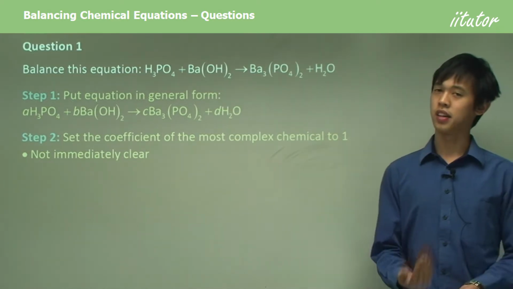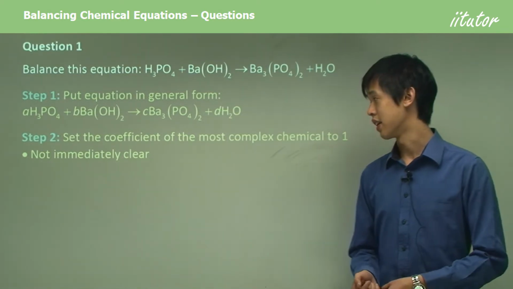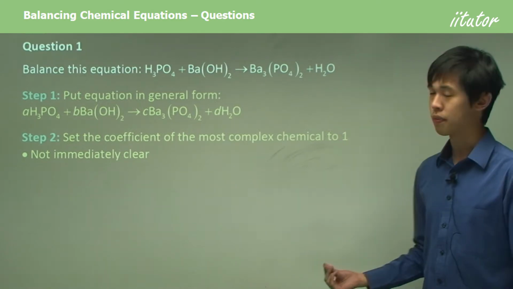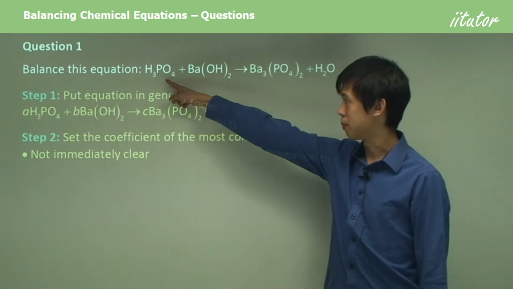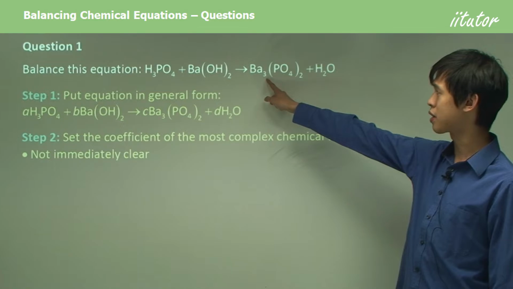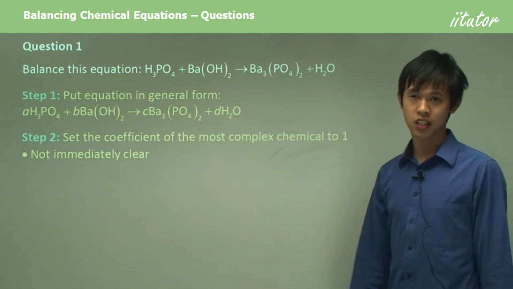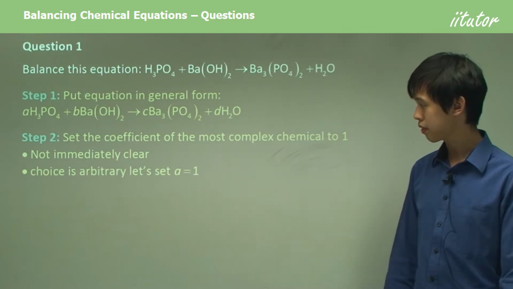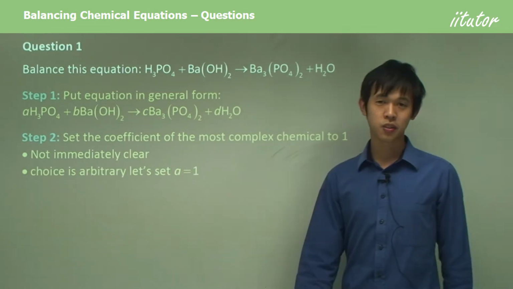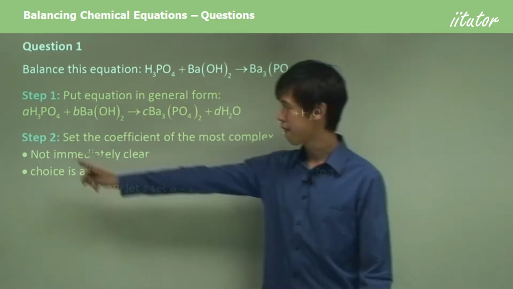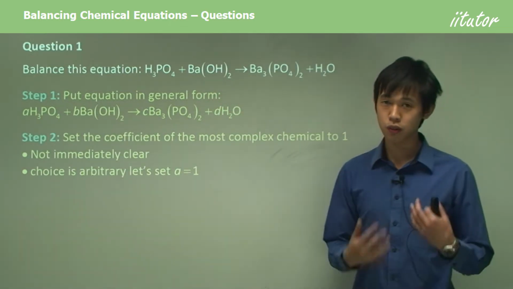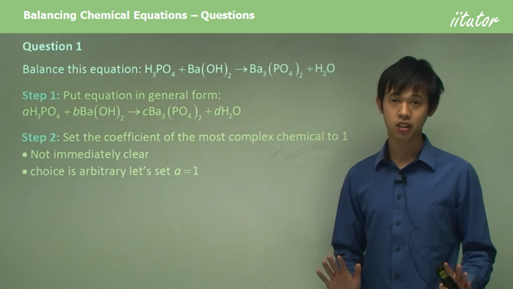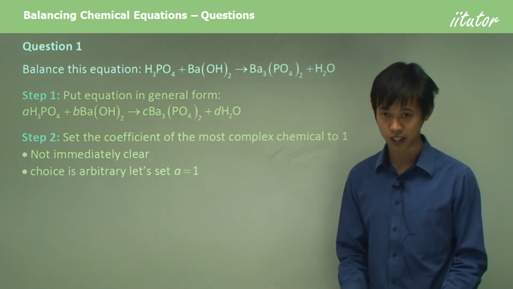This is one of those things that is not immediately clear. For me, I think this one's probably the most complex. A lot of people would say this one's the most complex. It really doesn't matter. Like I said, you can pick any one. It's up to you. So seeing as it's arbitrary, let's just say A equals 1. Just remember, you can pick any of them, so don't be worried.